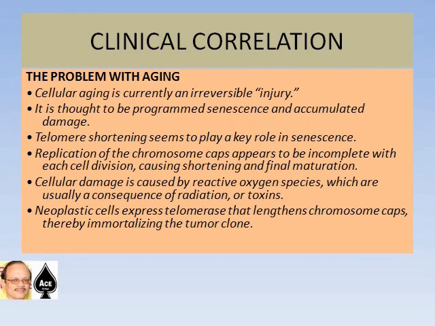Clinical correlation of these pathological descriptions. The problem with aging: cellular aging is currently an irreversible injury. It is thought to be programmed senescence and accumulated damage. Telomeric shortening seems to play a key role in senescence. Replication of the chromosome caps appears to be incomplete with each cell division, causing shortening and final maturation.